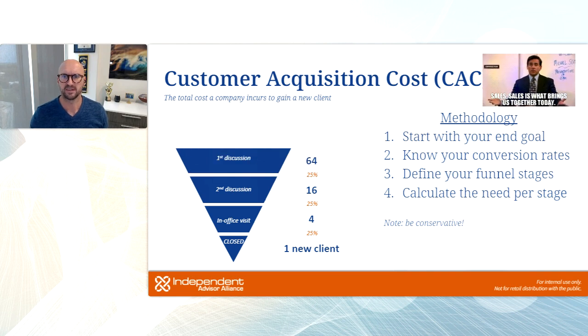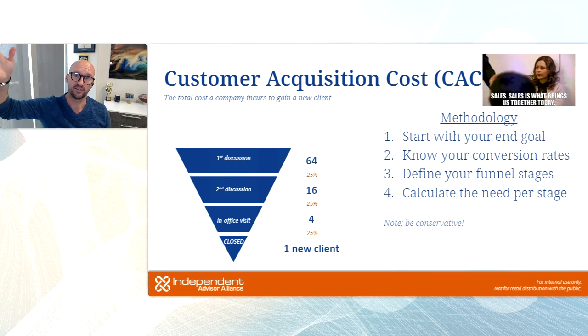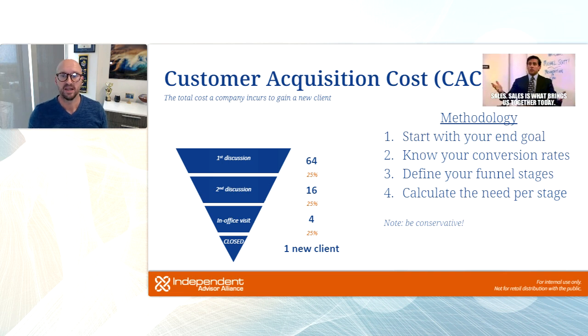So we'll just skip ahead and go to the first and second discussion. If you're having a 25% conversion from each one of those, that those people are dropping out. Now, if you're getting 1 out of 4, instead of 4 people being in the in-office visit, you need 16 to be in the second discussion. If 25% of those are converting over, then that means you need to get in front of 64 people.